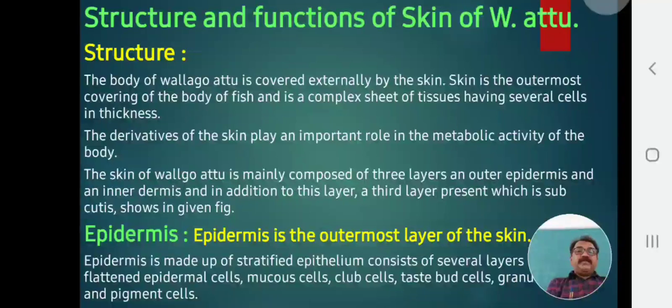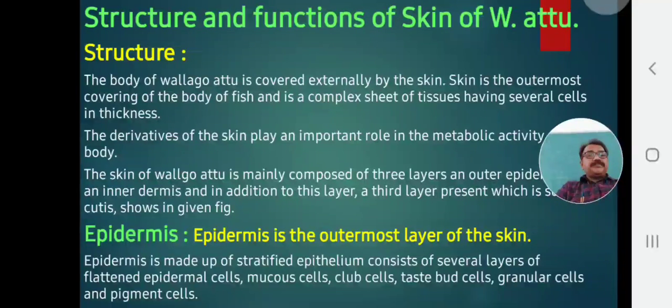Epidermis. Epi means above, dermis is the layer; the layer which is present above the dermis is called the epidermis. The name itself indicates that. The epidermis is the outermost layer of the skin, which is found in Wallago.